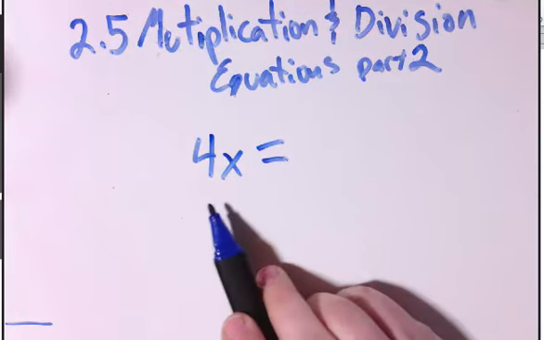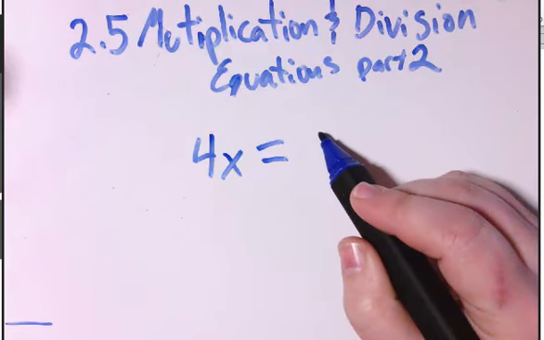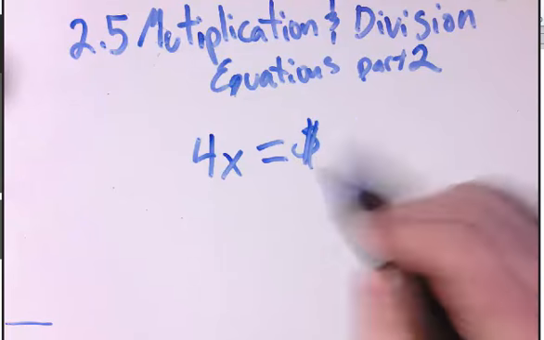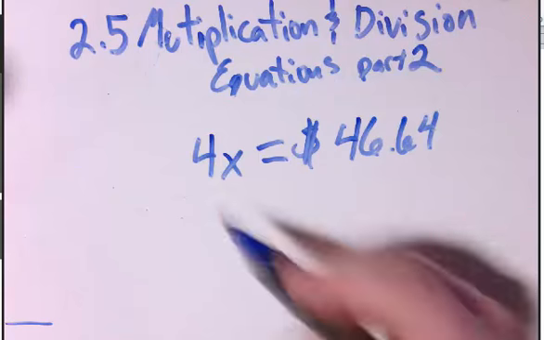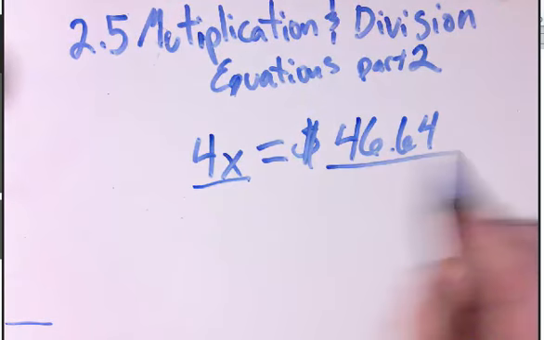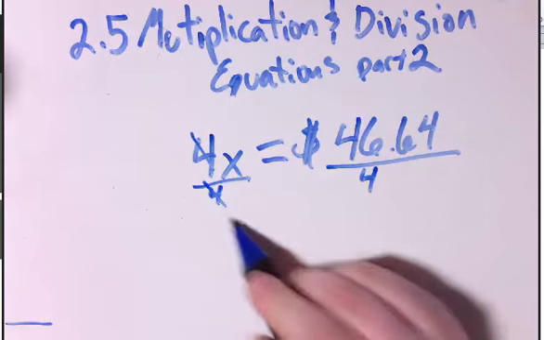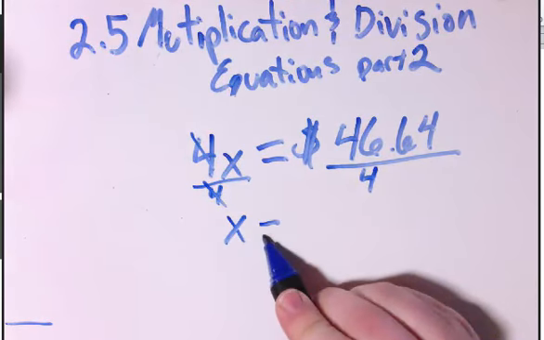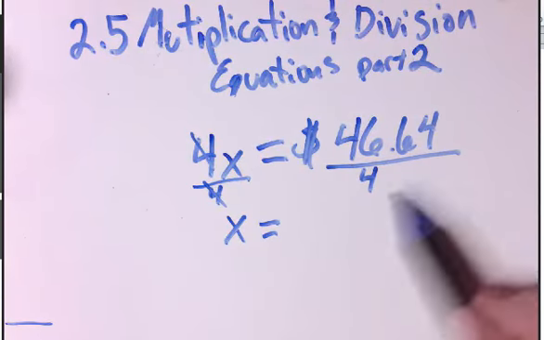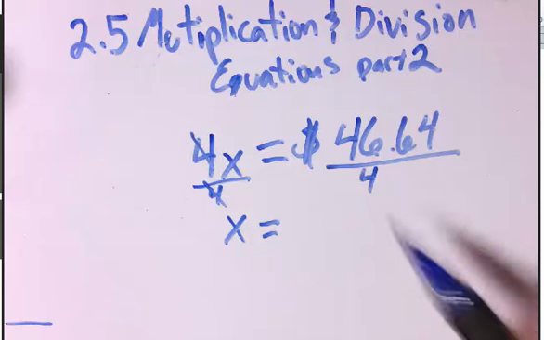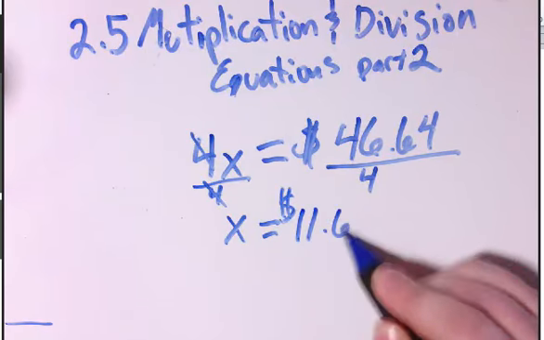So you have 4 friends that each are going to split the bill evenly, and the bill itself was $46.64. So you divide each side by 4, because this here is going to cancel and leave us x by itself. So when you divide 46.64 by 4, that is going to give you $11.66.